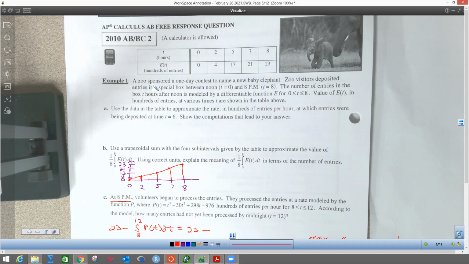And if we look here, it says a zoo sponsored a one-day contest to name a baby elephant. Zoo visitors deposited entries in a special box from noon, that's when t equals 0 is at noon, to 8 p.m., that's when t is 8, because the noon date is 8 hours. The number of entries in the box t hours after noon is modeled by the differentiable function E. If you look up here, there's E, and for 0 to 8, and this says a differentiable function, which I would say then E is continuous, because from 0 to 8, because we may need that on something else.